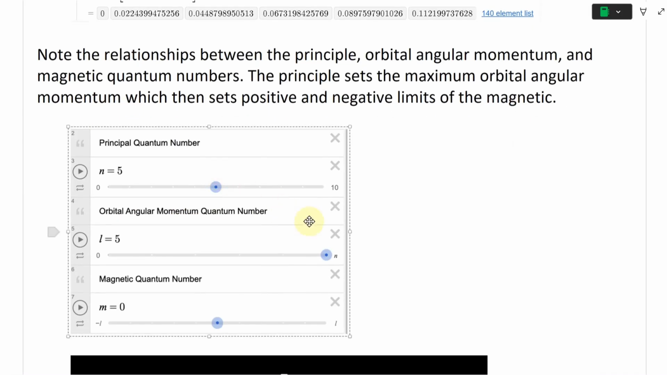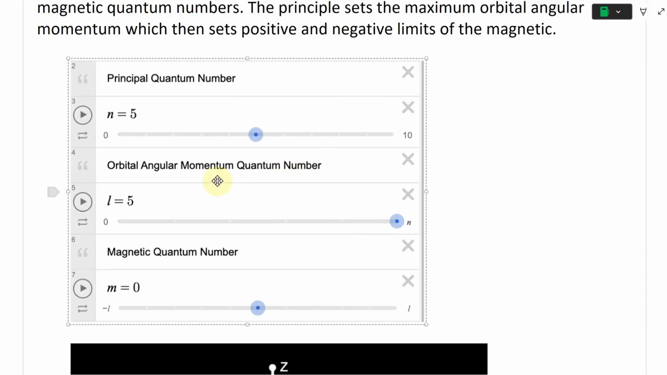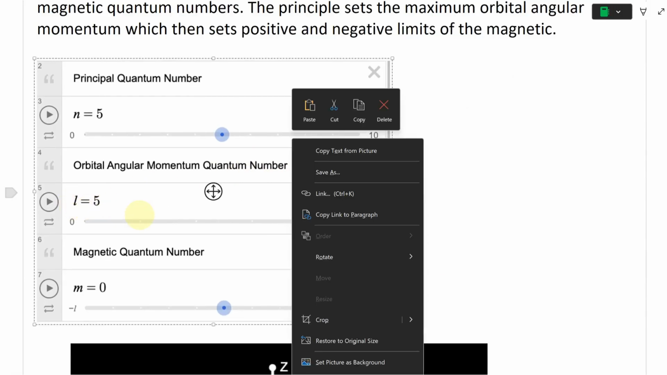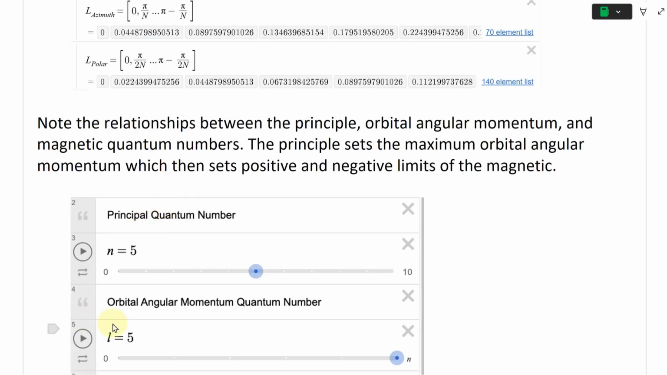Now we have the principal quantum number and the orbital angular momentum quantum number. This is the one we were dealing with, this right here, L. This is our L. That's actually just our N. So we were dealing with L and M. But in quantum mechanics, they're called the setup here. So I'm going to read this all out, then I'll explain.